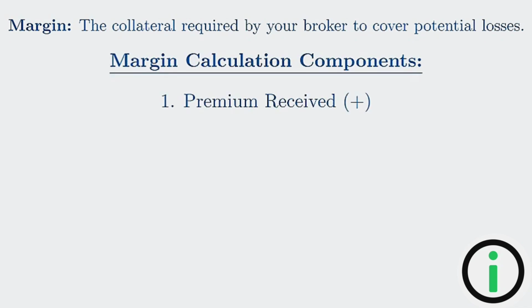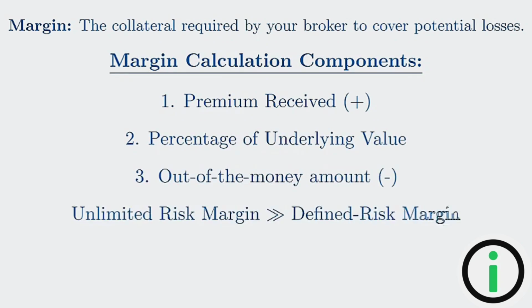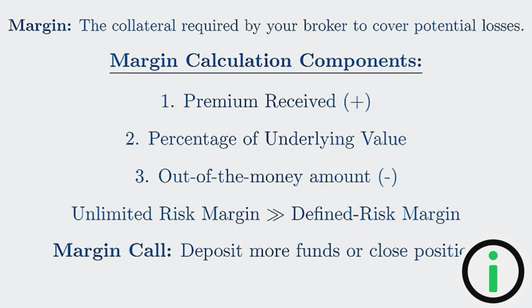First, premium received. Second, percentage of underlying value. Third, out-of-the-money amount. Margin is what differentiates selling strategies. A strategy with unlimited risk will require significantly more margin than a defined risk strategy. If the market moves against you, your broker may issue a margin call, requiring you to deposit more funds or close the position immediately. As a seller, your return on capital is always calculated based on this margin, not just the premium collected. Now let's switch gears.